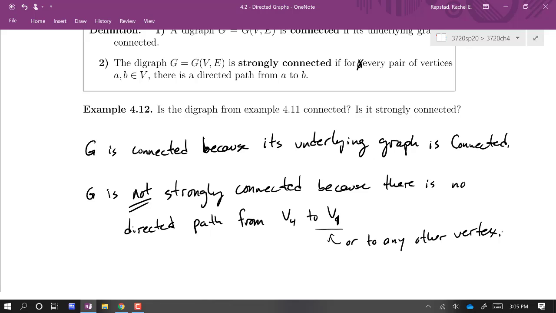Okay, that takes care of the directed graphs. Our next section that we'll look at are trees, which is a special kind of graph.